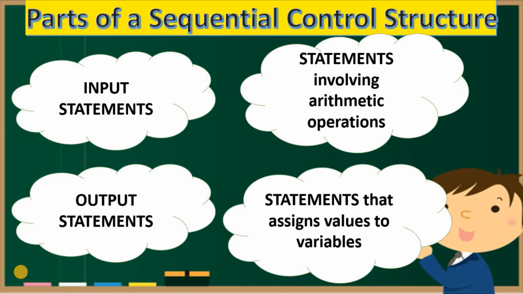Some of the parts of a sequential control structure. So these are the items that we come across whenever we're writing our sequential control structure. We have what we refer to as input statements, output statements, statements involving arithmetic operations, and the fourth one on the list, statements that assign values to variables. Again, we will be looking at each of these, so we're just getting the overview, and then we will break these down further on in our example.